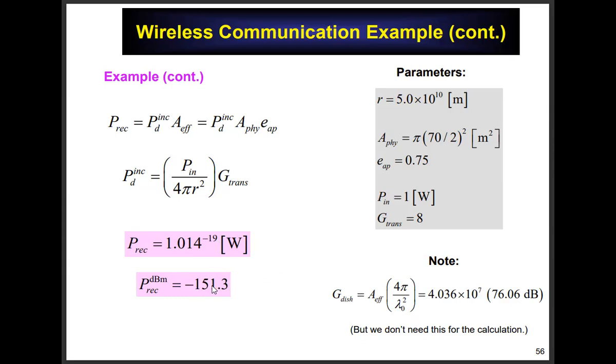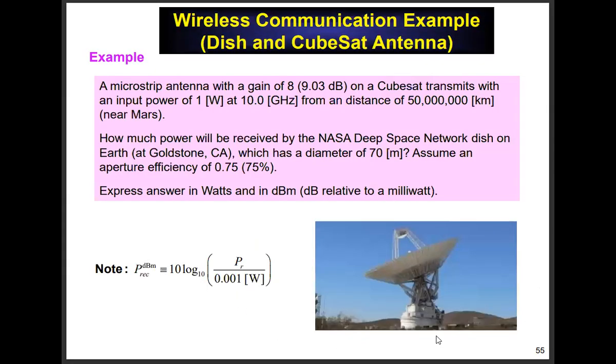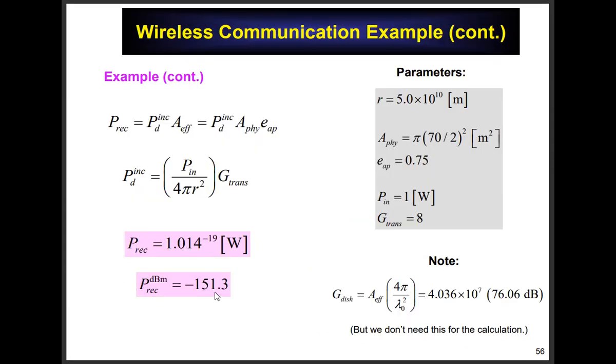So your everyday receiver cannot receive that, but NASA can, because they have very special cryogenically cooled, ultra-sensitive receivers. You don't see it, but it's probably in some building somewhere connected to the dish, and they can actually receive signals that low.